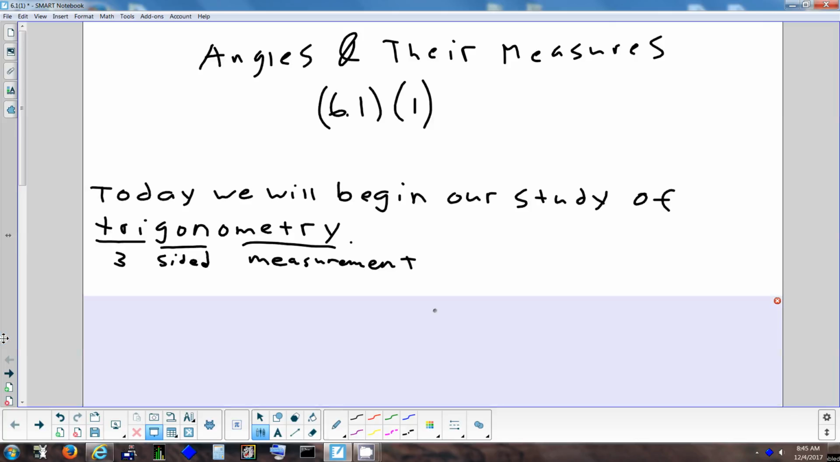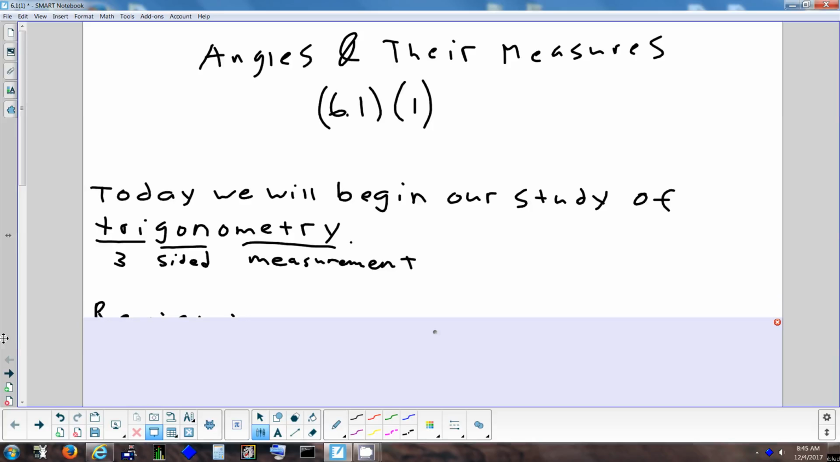Okay, we don't use the word trigon a lot. We usually use triangle. Same with a 4-sided shape. A lot of times we call it a quadrilateral, but you can also call it a tetragon, because tetra means 4. All right, so we're really looking at measuring 3-sided shapes. Okay, that's a big part of trig.